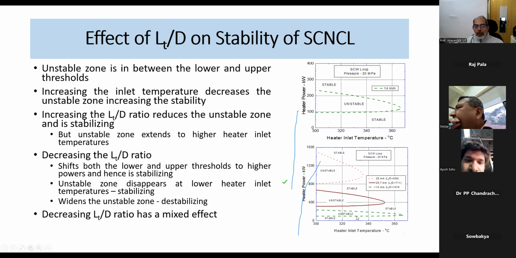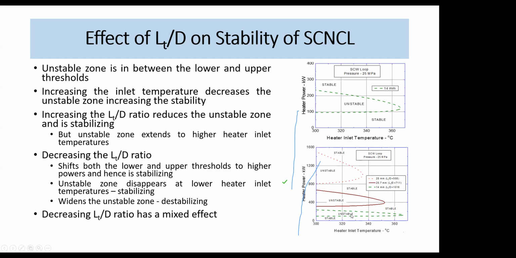supercritical system. For example, if you keep on increasing your L by D ratio, that is, if you go to a smaller diameter loop, so this is a 14 mm loop, what you find is your unstable region becomes very narrow. That means you are stabilizing. But if you look at the heater inlet temperature, you find that the instability persists up to about, say, 365, whereas 374 is the critical temperature.